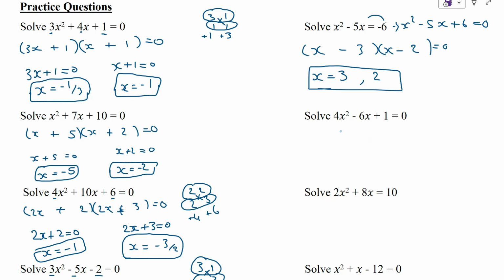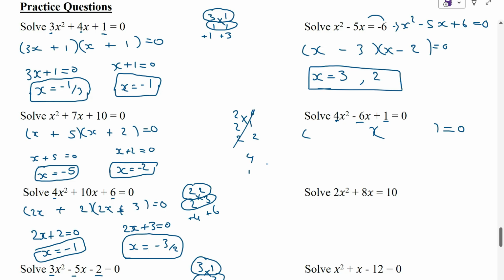Moving on to number 6, format is correct. Do the double brackets. So we need two numbers that multiply to give us 4 and two numbers that multiply to give us 1. Then if we cross multiply, the sum should give us -6. So for 4 we can do 2 and 2, and for 1 it will have to be 1 and 1. 2 and 2, that's just 4. Okay, so that doesn't work.